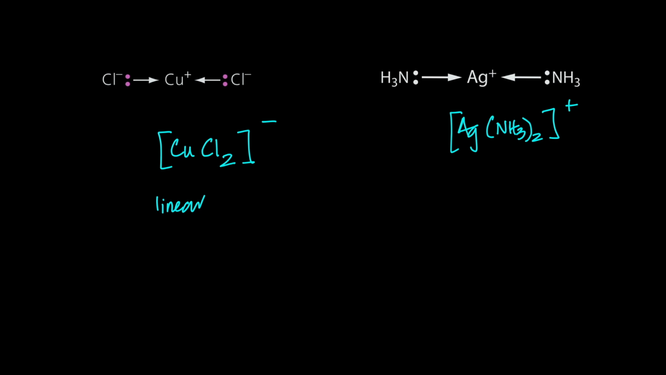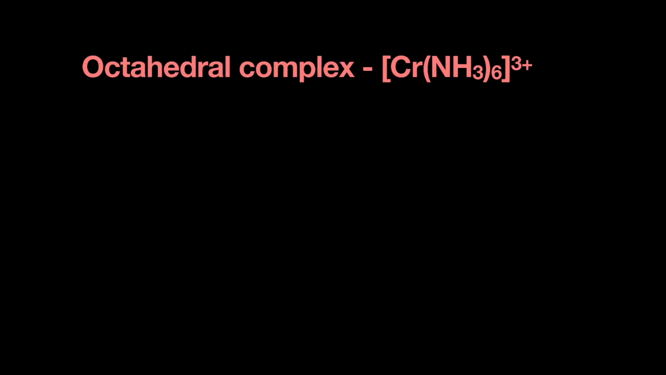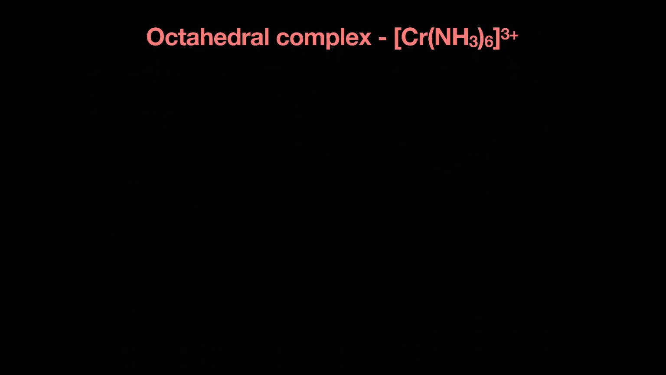So let's show you another octahedral. Well, you've already seen the ones with 6 waters. So that's easy. You already know that. Those are octahedral complexes. But even with 6 ammonias, you can be octahedral. And in your notes, I have given the shape for this complex ion. This is chromium 3+ with not 6 waters, but 6 ammonias bonded to it.